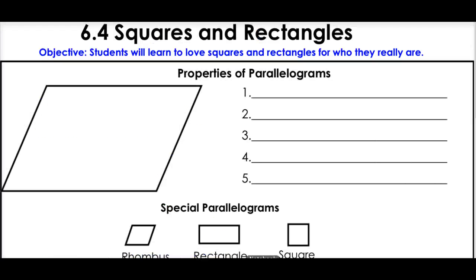Whoa! Welcome to lesson 6.4, squares and rectangles. Today we will be getting into all the nitty-gritty that you need to know about squares and rectangles to love them in the deep way that I do as well.